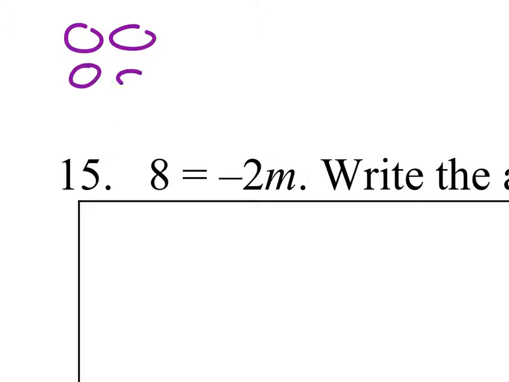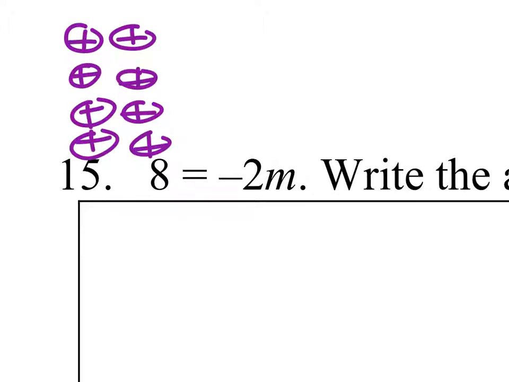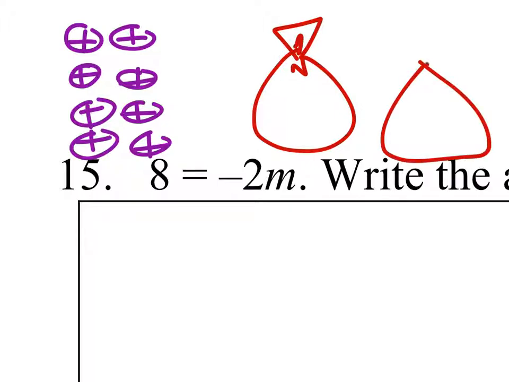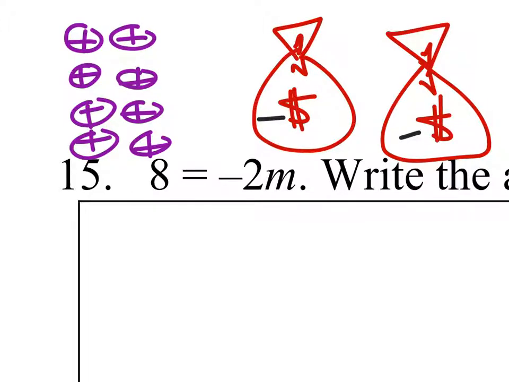Well, this one's a little different because here, let's use the money example again. So we got 1, 2, 3, 4, 5, 6, 7, 8. These are all positive. But then over here, we got 2 money bags. But these money bags are different. Money bags. So we got 2 money bags. But the problem is these ones are negatives. So that's the opposite of the monies in the bag.